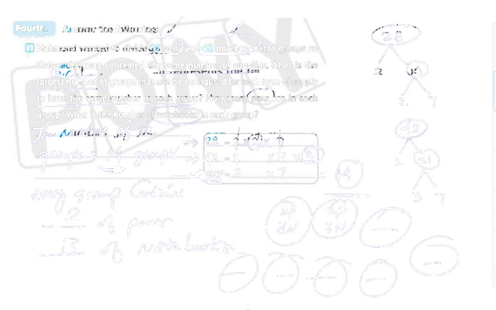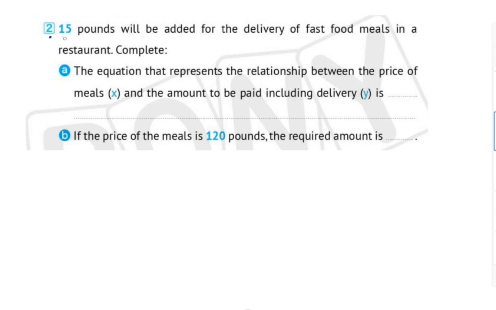Okay, let's go. Question number 2. You have 15 pounds that will be added for the delivery. Delivery of a fast food meal. When you order food from a restaurant, you must pay some money for delivery. You will pay 15 pounds, adding to what? To the price of the food. So the price of the food is any number, and you will pay 15 pounds more for delivery.